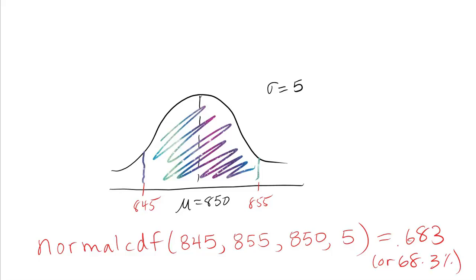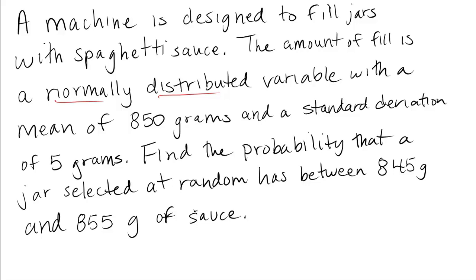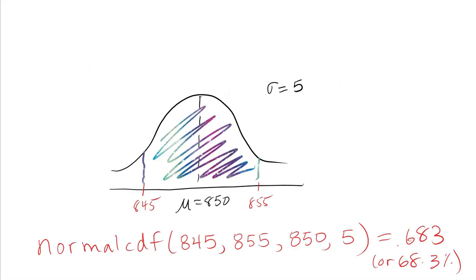So in all of that talk, it might be easy to forget what this answer was supposed to be. We were finding the probability that one of these jars has between 845 and 855 grams of sauce. We said that that probability is 68.3%. Another way to interpret that is that 68% of all such jars fall in that interval. Most of them, over 2/3 of the jars, have between 845 and 855.